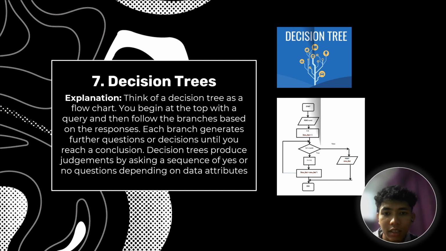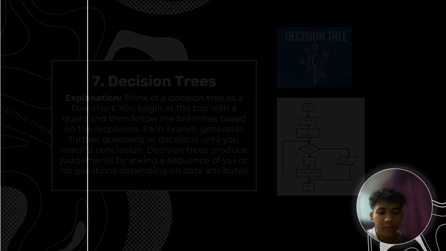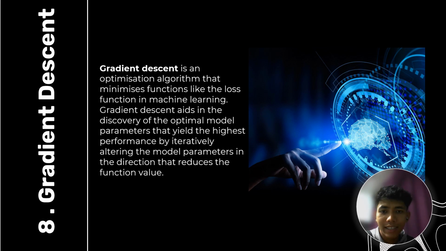For example, think of a decision tree as a flowchart. You begin at the top with a query and then follow the branch based on the response. Gradient descent is an optimization algorithm that minimizes functions like the loss function in machine learning.